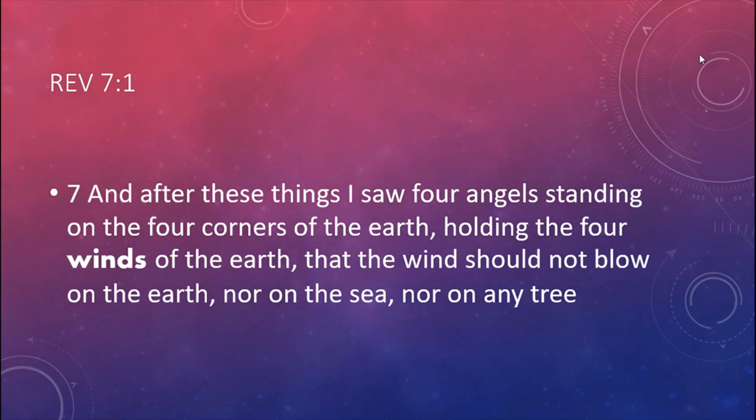Okay, Revelation 7 verse 1. And after these things, I saw 4 angels standing on the 4 corners of the earth, holding the 4 winds of the earth, that the wind should not blow on the earth, nor on the sea, nor on any tree. Alright?